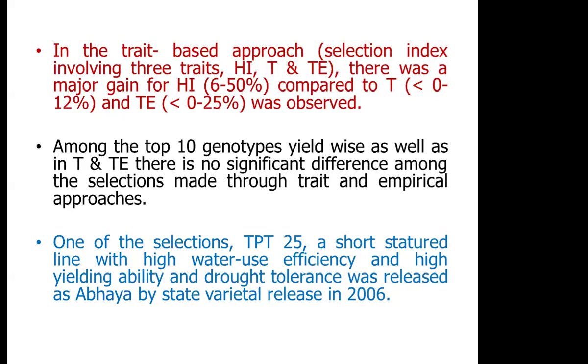From this program, from a location specific cross, we came up with a selection, TPT 25, with short stature, high water use efficiency, and high yielding ability, and it was released as Abhaya. Next slide, please.